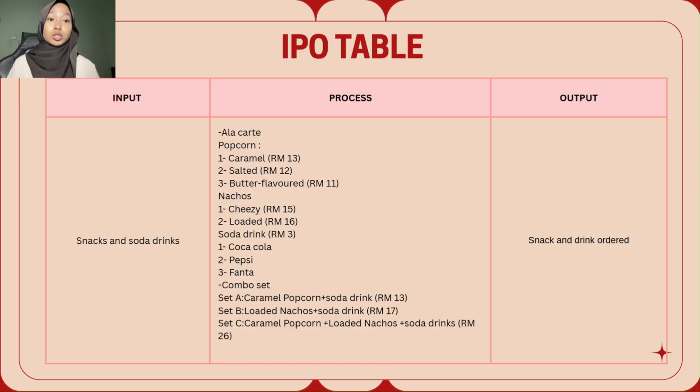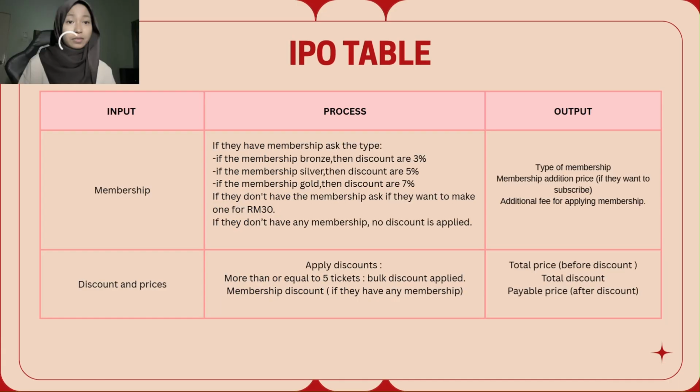The output will show how many snacks and soda drinks have been ordered by the customer. For the input membership, the process is we will ask if they have a membership and what type. In our system, we provide three different types of membership. First, bronze will give a 3% discount. Second, silver, we're going to give a 5% discount.